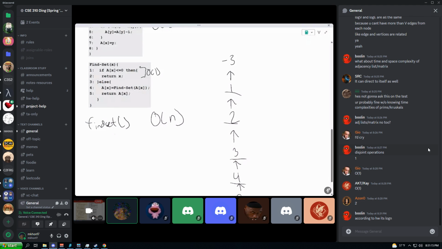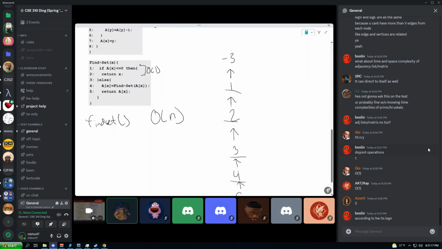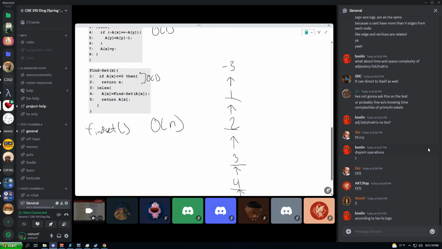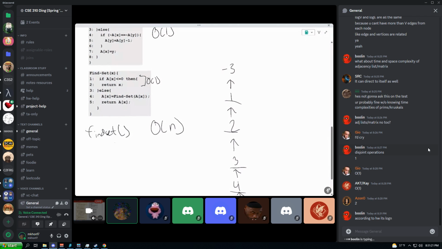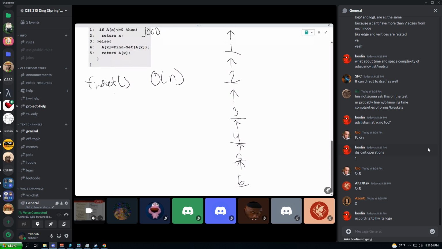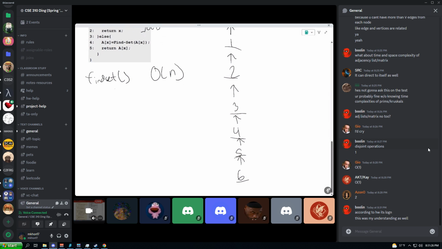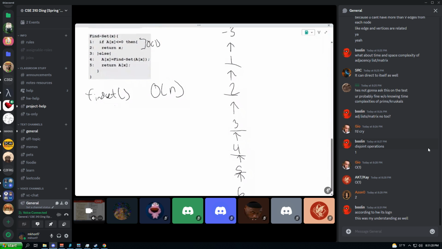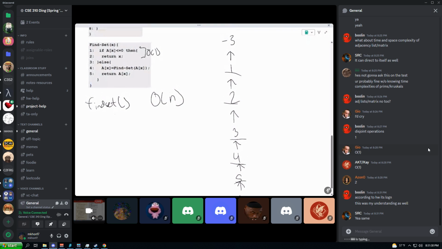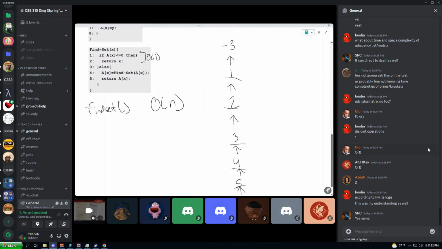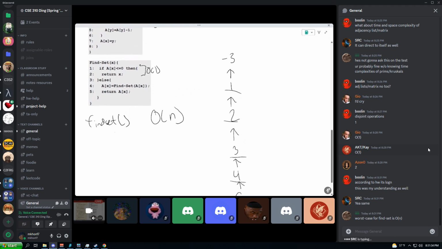It's log n for find set. Am I being dumb? According to the homework, it was log n. For find set? Worst case for Findset is big O n. Yes, I agree with that. That's what the worst case for it is. Do you know what question specifically asked that on the homework?